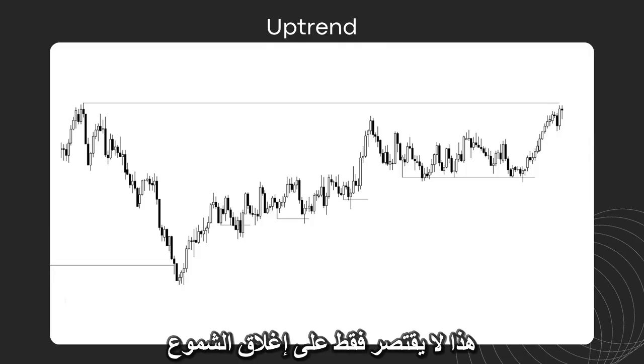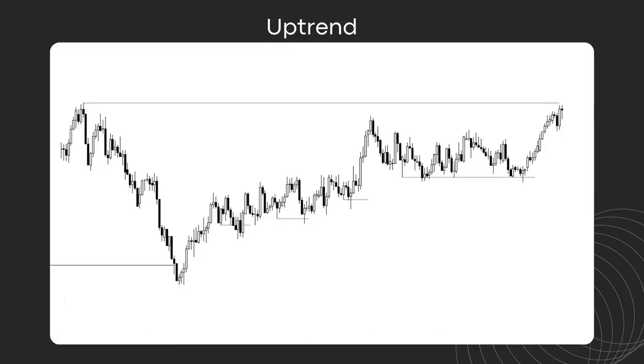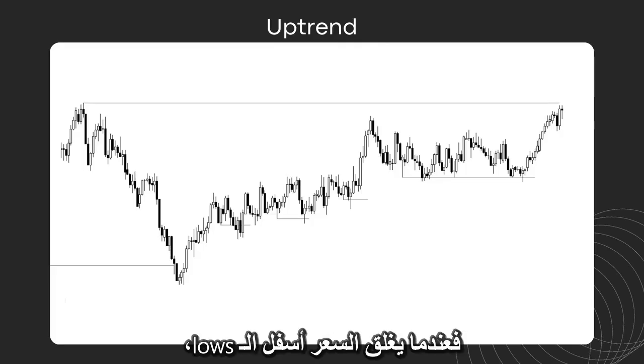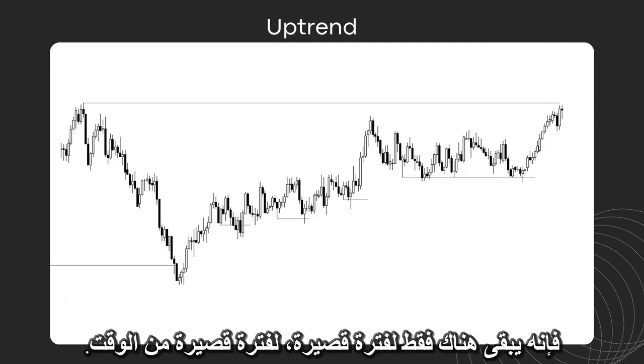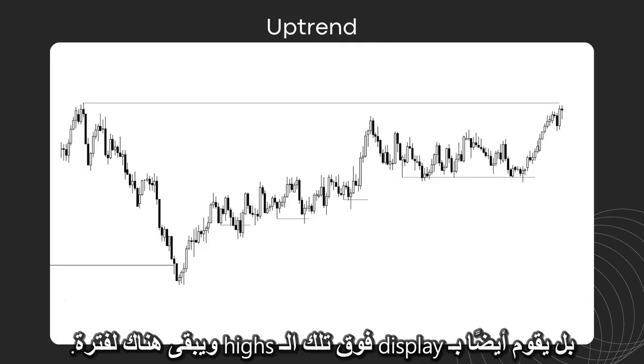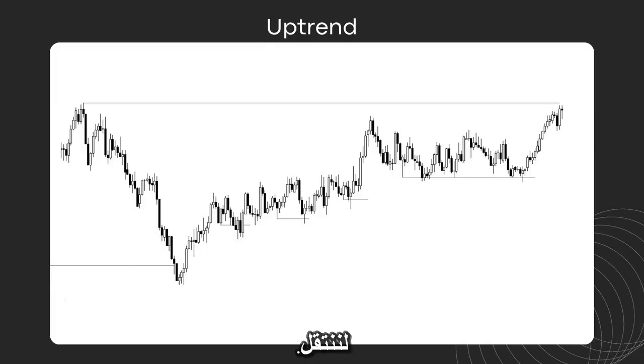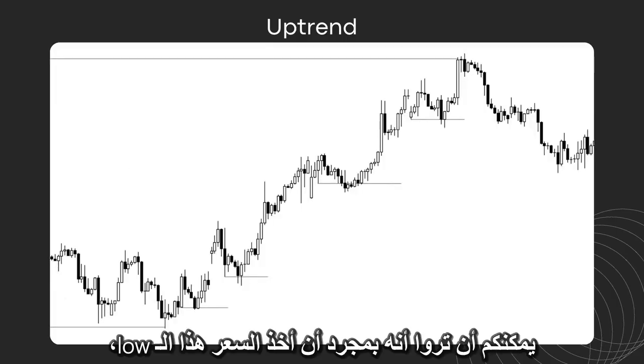This isn't subject to just the closing of candles, but also how much time price stays there, right? You have to comparatively weigh both, and you're going to see that if the structure is bullish, then when price closes below lows, it only stays there for a short amount of time, and then it expands and reverses immediately. Whereas when it comes to highs, it closes above those highs, and not only that, but it also displays above those highs and stays there for a while, which suggests that the highs have been broken instead of rejected, right?